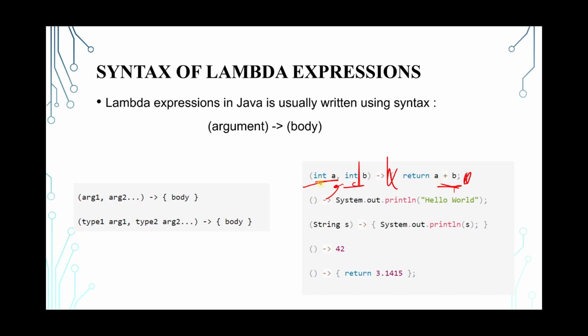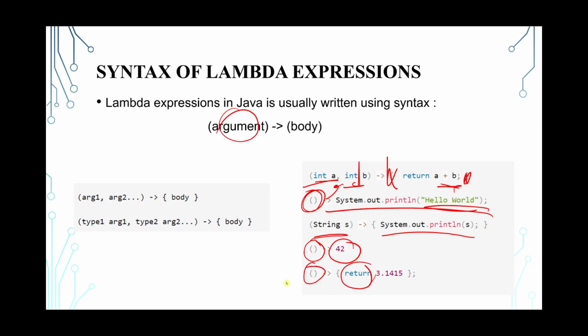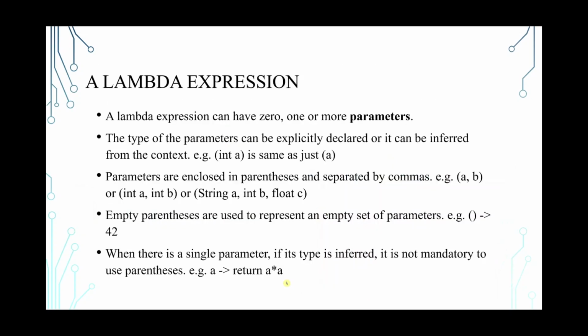If you don't have any arguments or parameters, you can have empty parentheses. But you have to have the parentheses if you have no parameters. You have to have them. Here is a one-line expression that just prints hello world. In this one, it takes a string and prints that string. In this one, you don't have parameters, but you say return 48. No inputs, but you say return 48.